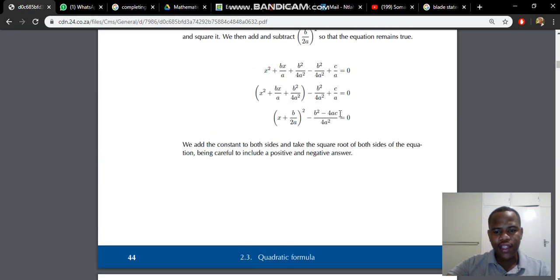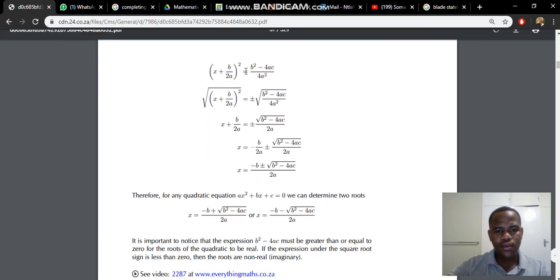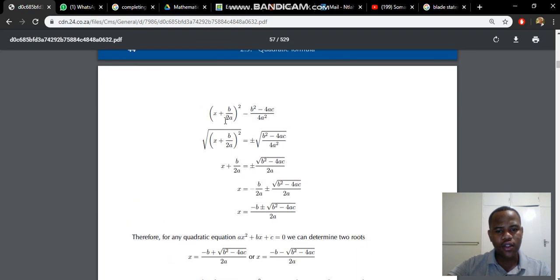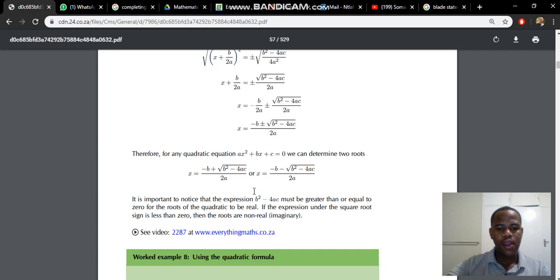We can get that term to the other side. We take that term to the other side, this is what we get. We can take the square root of both sides, this is what we get. Now we can take b to the other side, that's what we get. We can again find the lowest common denominator, which is 2a, and we add those things, and that's what we get. So we have our roots, guys, pay attention to this part.